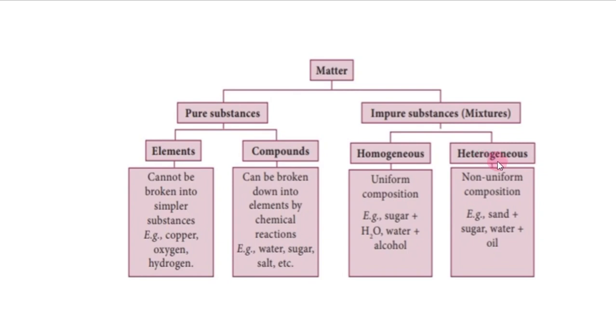Now the heterogeneous mixture. In these types of mixtures you can see the difference. A heterogeneous mixture has a non-uniform composition. It does not dissolve thoroughly, so you can see the difference. Example: sand plus sugar. If you mix sand and sugar, you can identify where the sand is and where the sugar is.